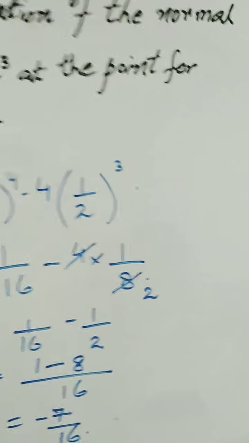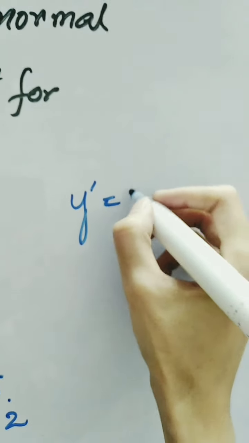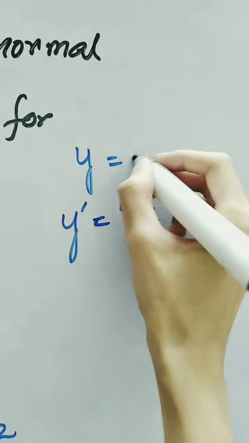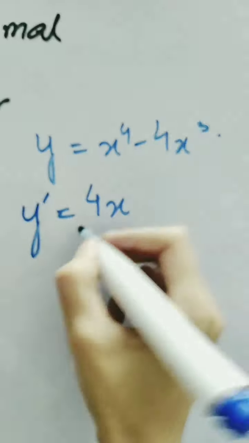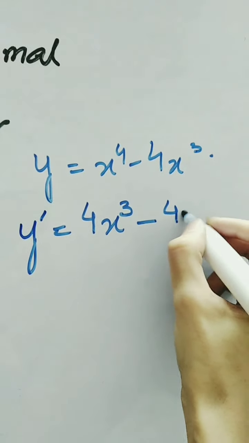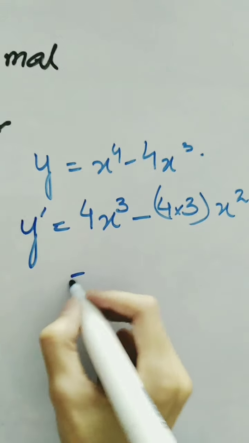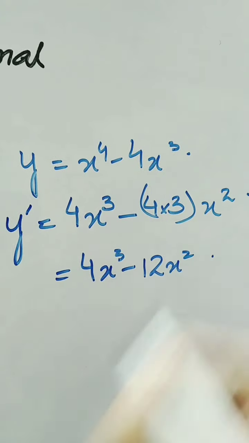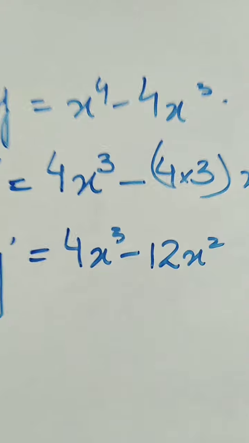Now we are going to take the derivative of this function. The function is y equals x to the power 4 minus 4x cubed, and we are going to take the derivative here, so it's 4x cubed minus 4 into 3x squared, or we have 4x cubed minus 12x squared. This is the value of y dash.